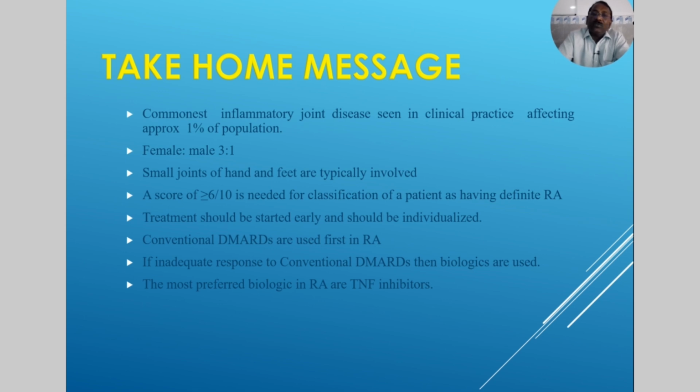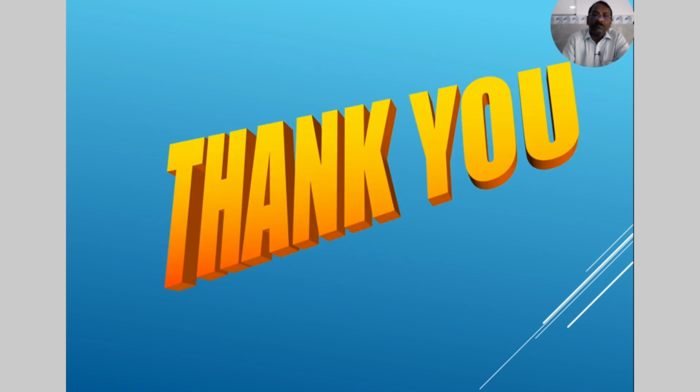Conventional DMARDs are useful first in RA. If inadequate response to the conventional, then the biologicals are used. Sometimes you can straight away go for the biologicals, provided the disease is very severe. The most preferred biologicals in rheumatoid arthritis are TNF inhibitors like adalimumab, etc. Thank you.